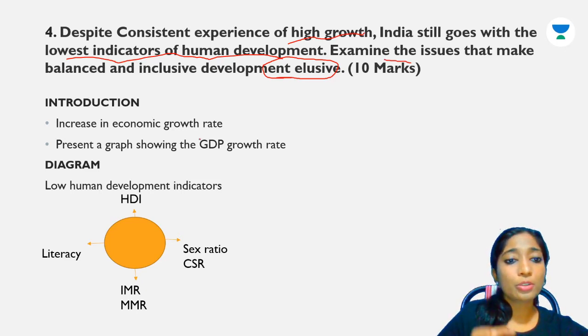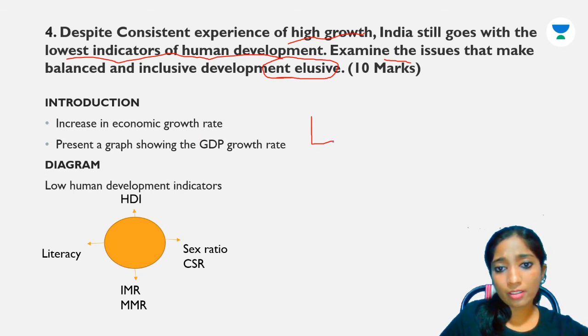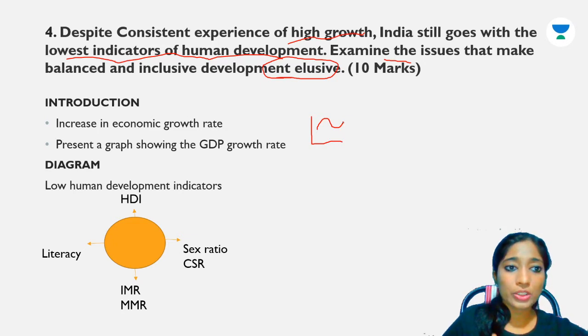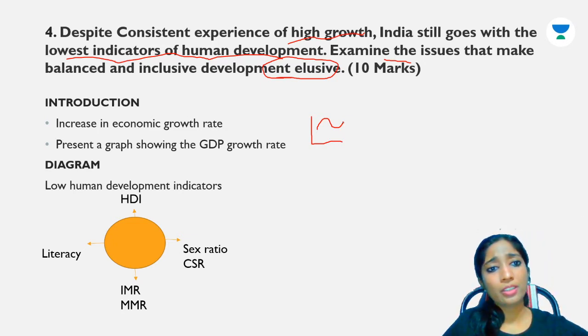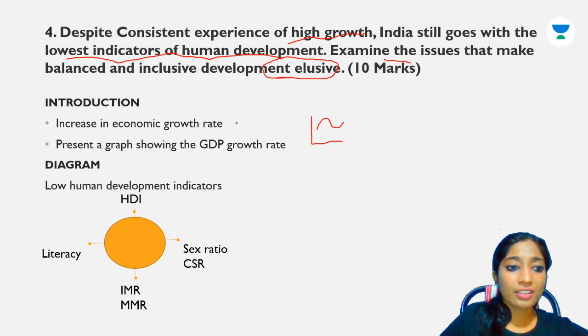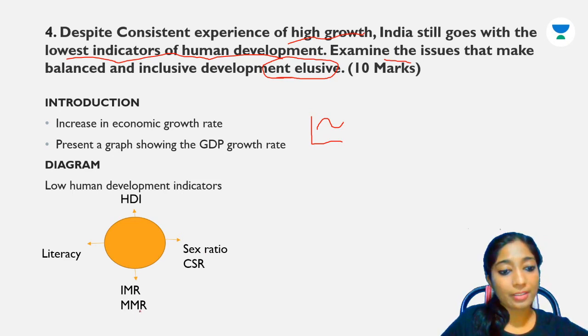So, introduction, you talk about how India's economic growth rate is now, and present a graph showing it, some kind of representation. And then you say that, however, there is economic growth, in terms of human development the indicators are really low in India. Then you go for a diagram exhibiting all the indicators such as HDI, sex ratio, child sex ratio, maternal mortality rate, literacy rate, etc. And then you write the statistics also, the status, that's the position now for India.